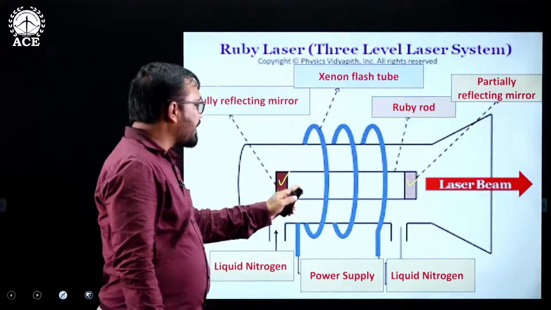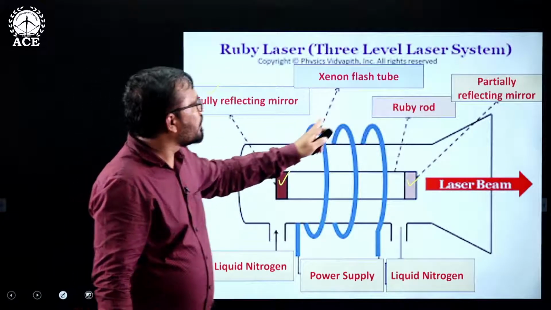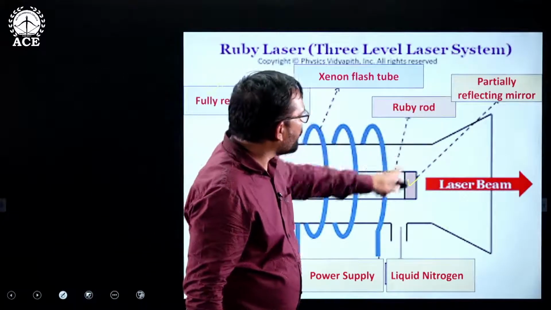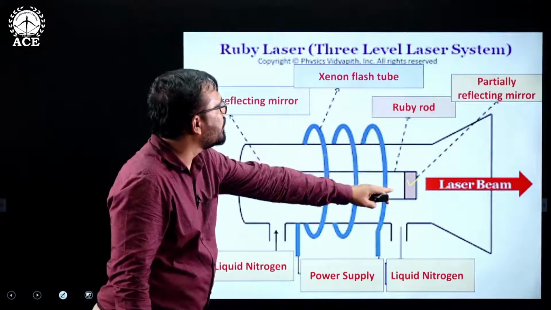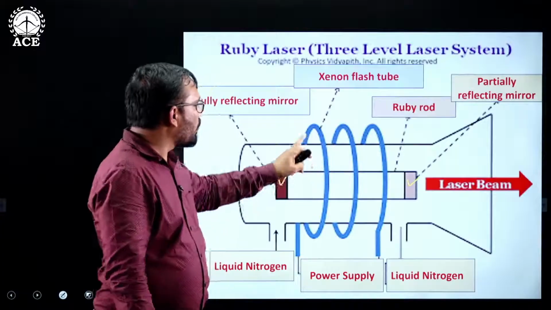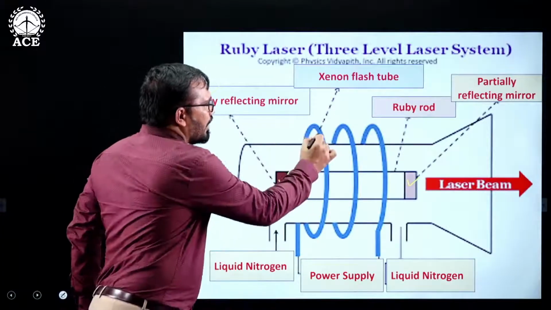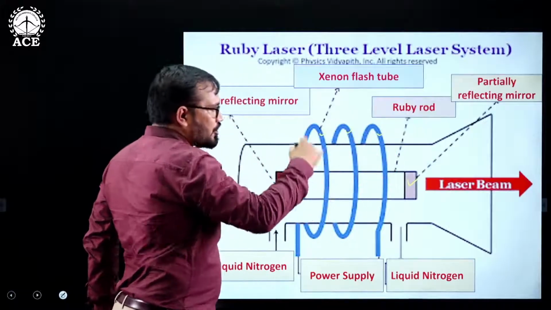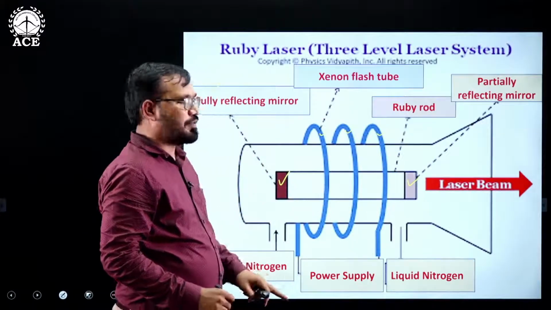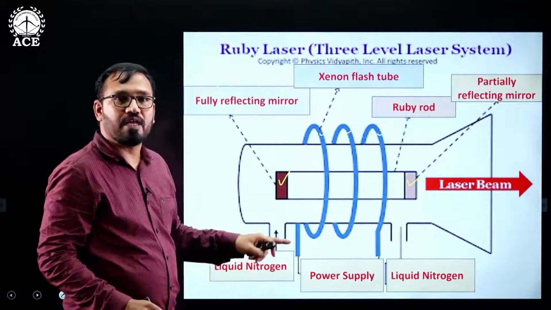And where is the ruby rod enclosed? In a discharge tube. It is a discharge flash tube. Over that tube, what are you having? Helically shaped. It is a helical shaped xenon flash lamp.